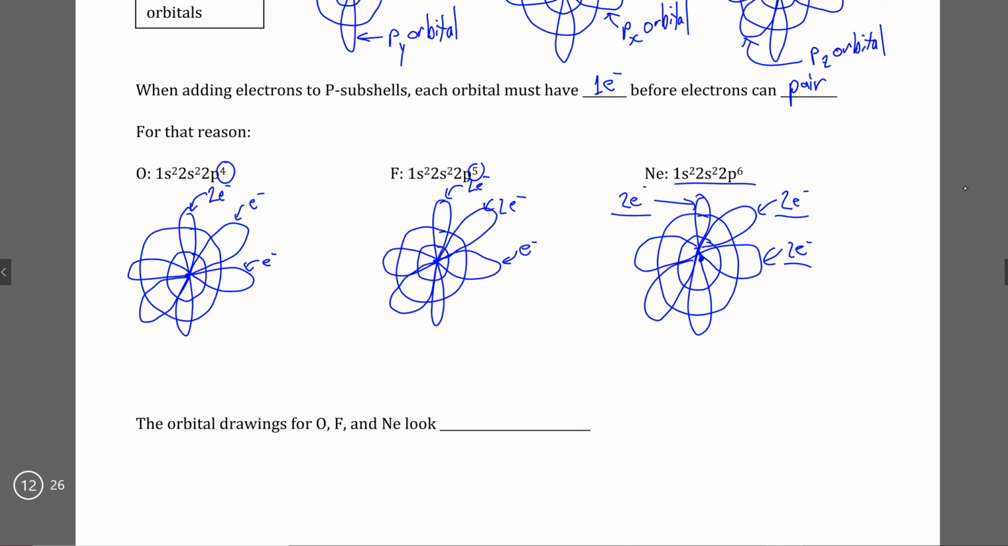But again, we cannot see these electrons, and because we can't see these electrons, the orbital drawings for oxygen, fluorine, and neon look identical, because we cannot see how many electrons are contained within each.